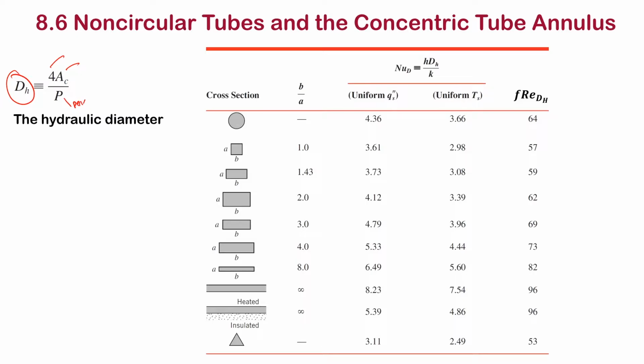So you basically calculate, you define your Nusselt number in terms of this hydraulic diameter, and depending on the aspect ratio, you read this constant and calculate h from here. Okay?